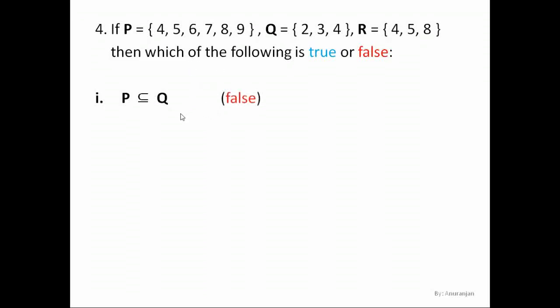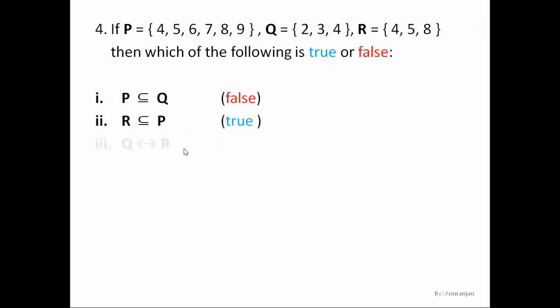Next, R is a subset of P. Now R has the elements 4, 5 and 8. In order to be a subset of P, all the elements of R should be present in P. So let's look at P. Here we have 4, 5 and 8. So it satisfies the condition. So we can say it is true.